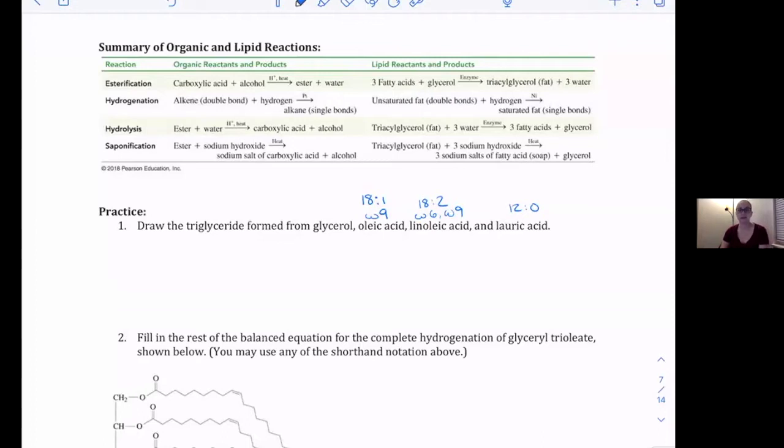So, for example, we did esterification of organic reactants. So the smaller molecules, non-biomolecules really, we had that carboxylic acid and alcohol coming together with acid and heat to make ester and water. Well, it's the same reaction with a fatty acid. So you take 3 fatty acids and glycerol with your enzyme and make your triacylglycerol and 3 waters.